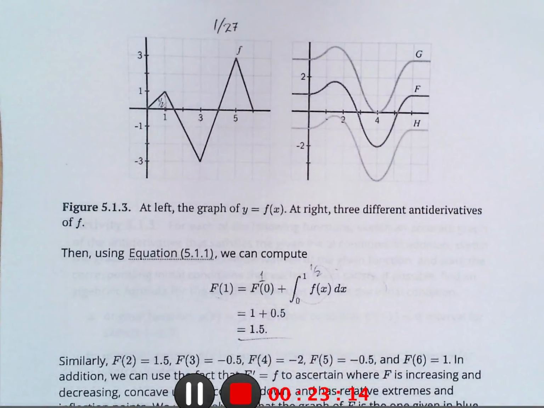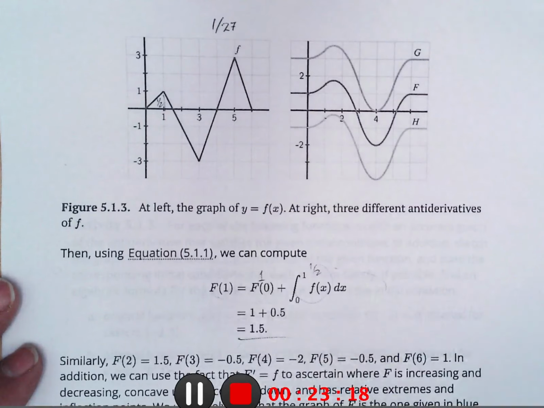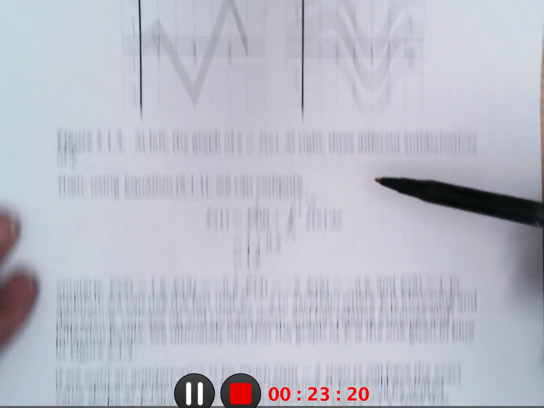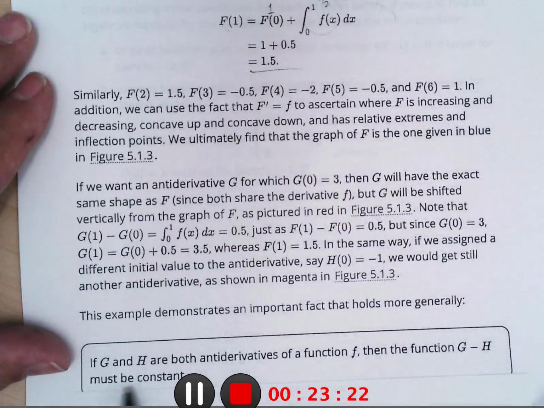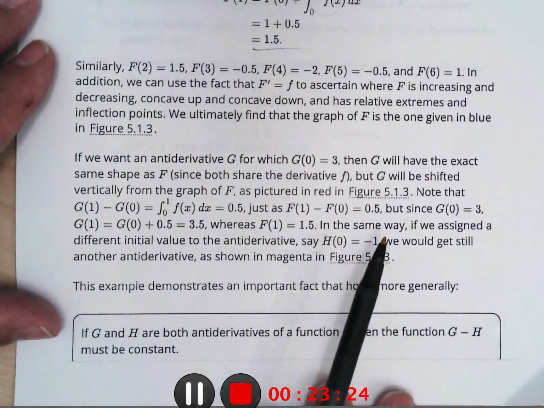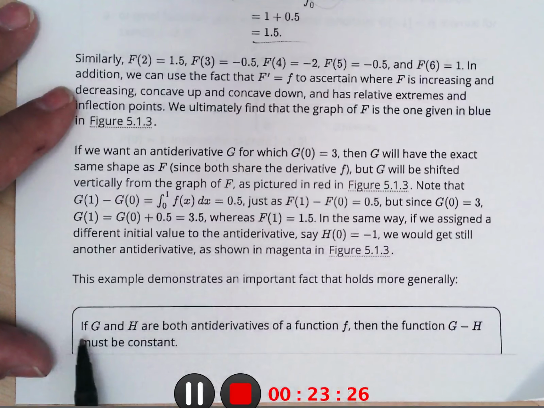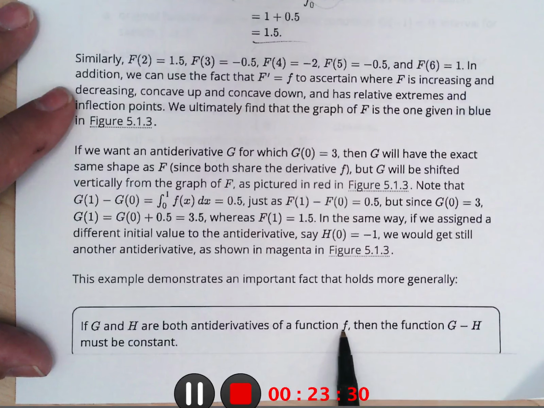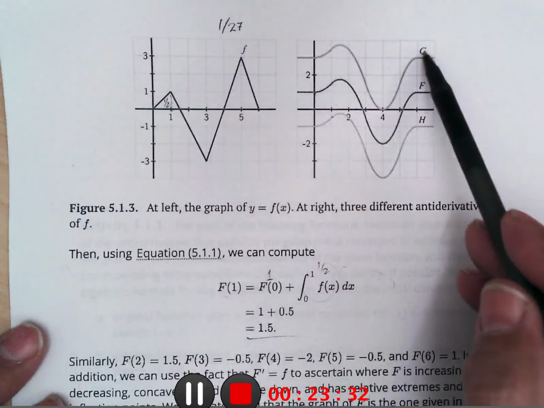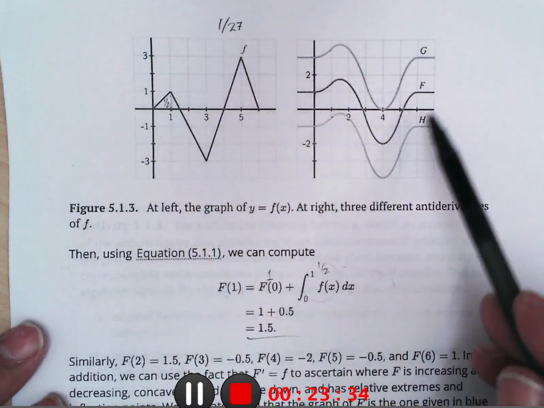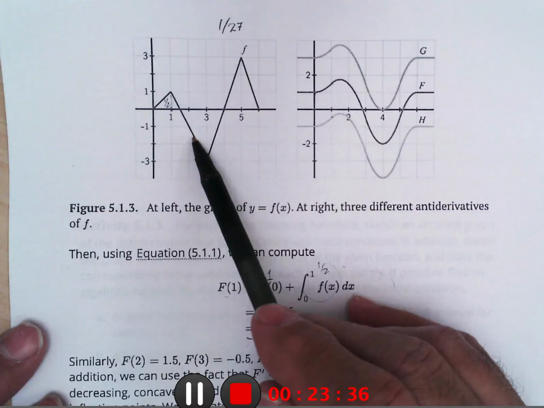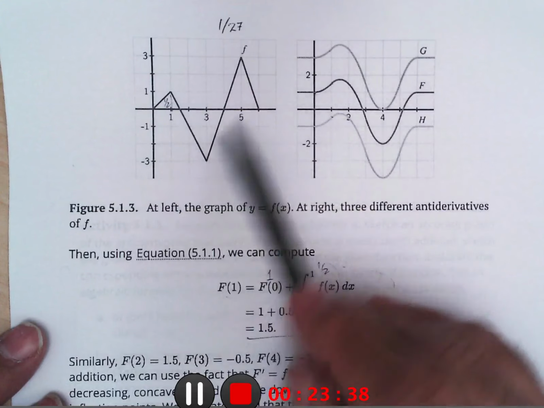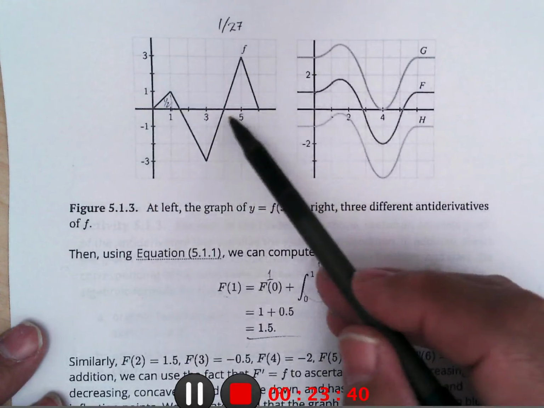Okay? But looking at this, they want you to understand this. So I'm going to move it up here so you can see it. If g and h are both antiderivatives of f, g is an antiderivative of this, h is an antiderivative of this, f is an antiderivative of this. These are all antiderivatives of this. They just start at different heights.